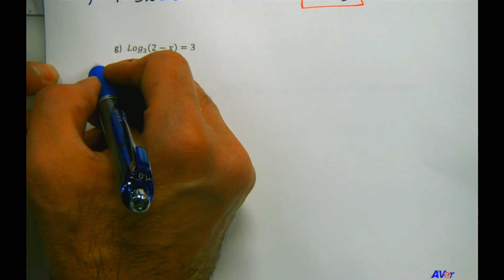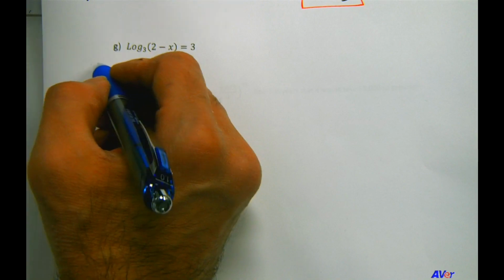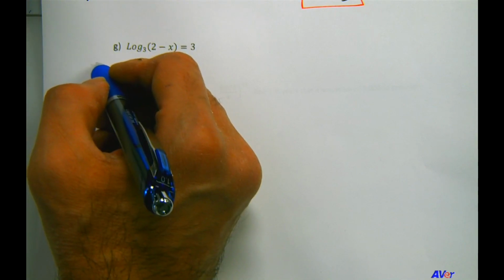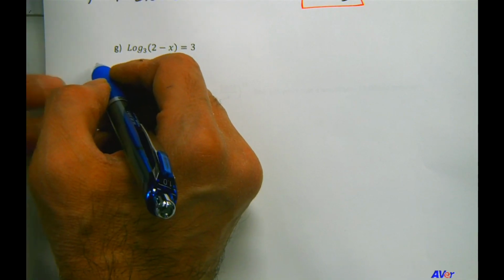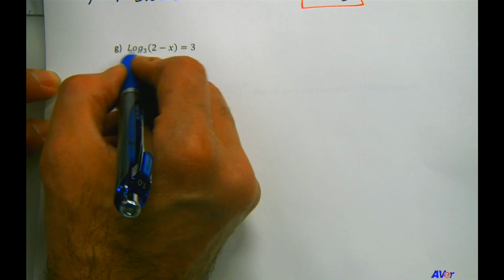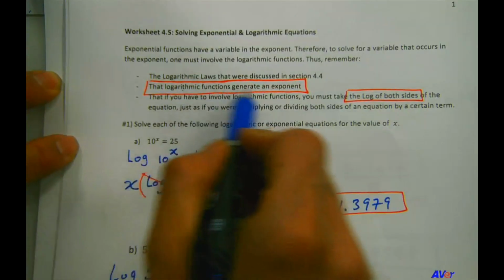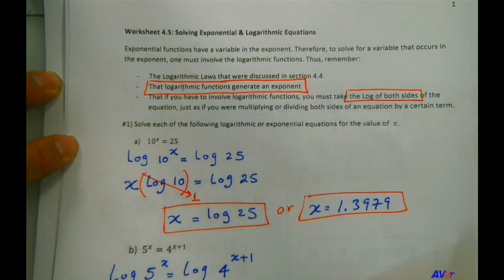I'm just reminding you by writing it this way. Some of you may not need this. Some of you know immediately what I'm talking about, especially if you've been reviewing previous lessons as I have asked you to. You would remember this. But just in case, this is what I mean. So here, we remember that log and natural log functions generate an exponent. The logarithmic functions generate an exponent. Very important to remember. That means this 3 is an exponent.